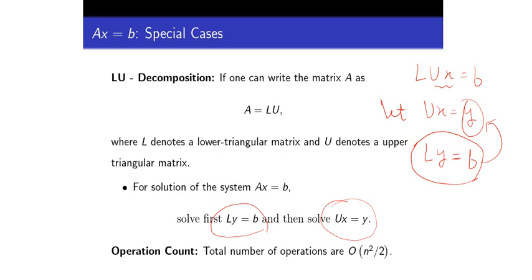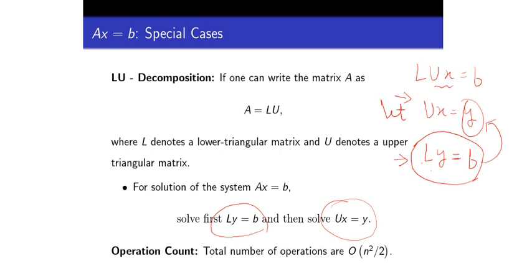So this involves big O of n square by 2 operations, and this also involves big O of n square. It's using forward substitution, and this is using backward substitution. Both are big O of n square by 2, so the total also goes as big O of n square by 2, right?